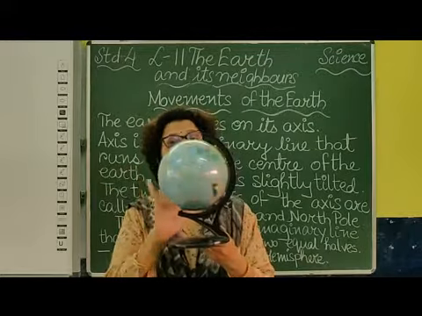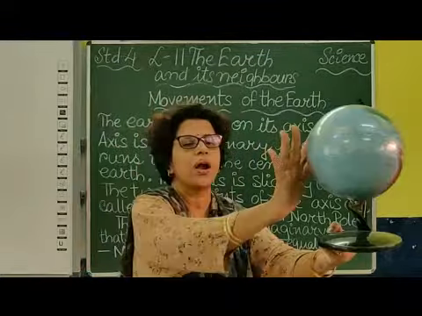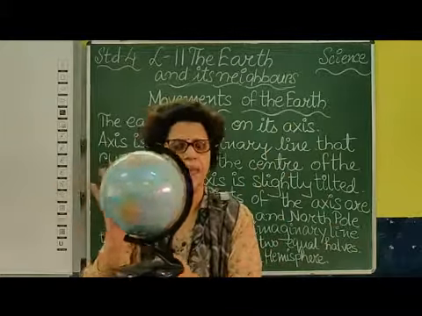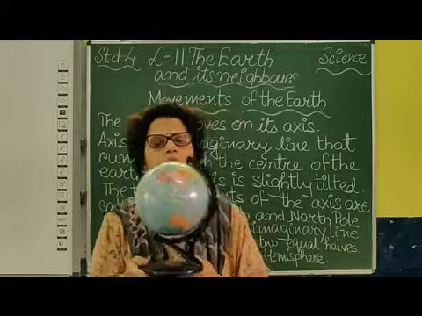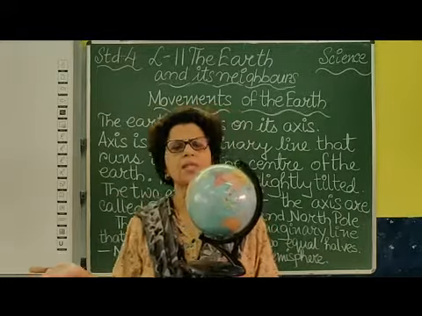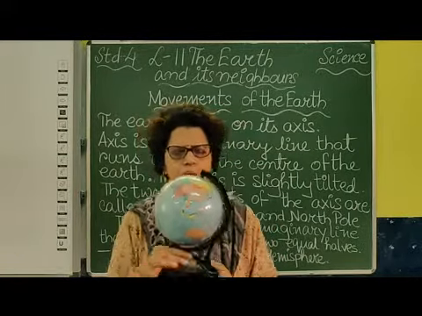The earth spins and moves around the sun. Yes, it spins and moves around the sun. So, the earth along with other planets, they move in their own orbit.